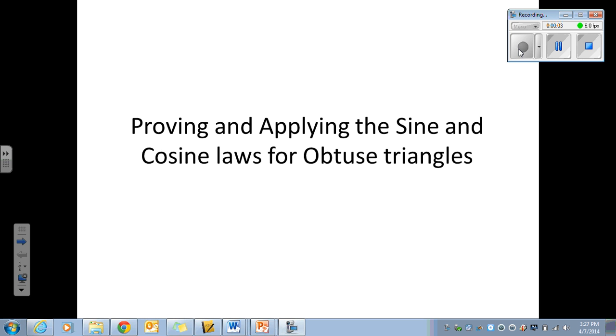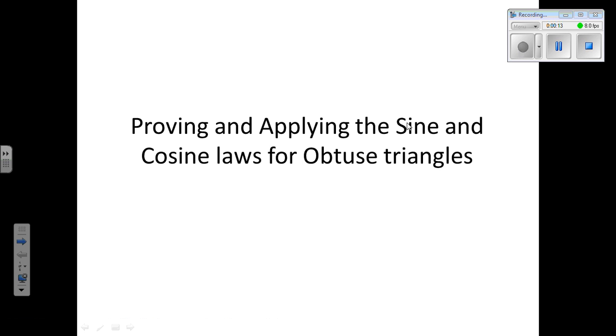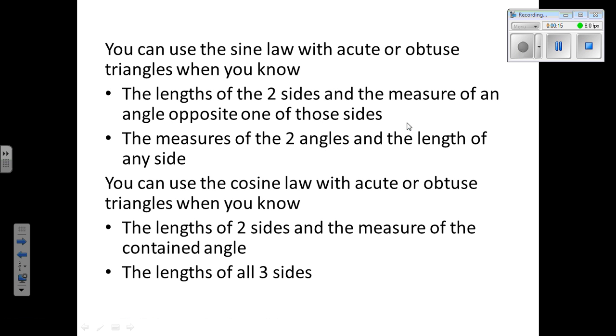Hello, Applied 30S students. Today we're going to be talking about proving and applying the sine and cosine laws for obtuse triangles. So what I want you to do is turn to page 26 in your booklet. And let's start.